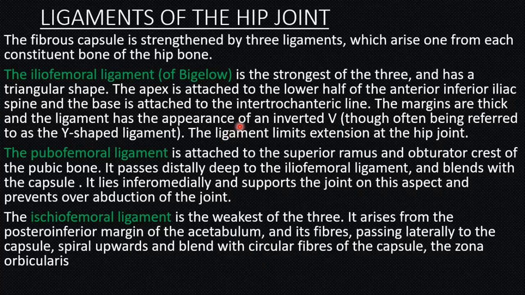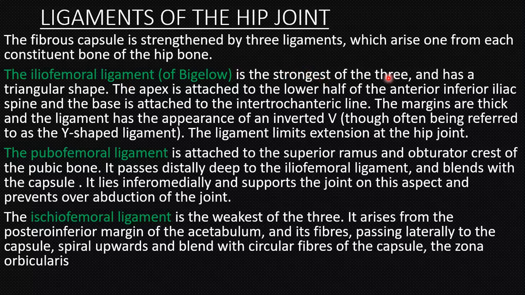Now, ligaments of the hip joint. The fibrous capsule is strengthened by three ligaments which arise from each of the constituent bones of the innominate bone. The iliofemoral arises from the ilium, pubofemoral from the pubis, ischiofemoral from the ischium. Now, let's start with the iliofemoral ligament, or the iliofemoral ligament of Bigelow, or the Y ligament of Bigelow, whatever you might call it.